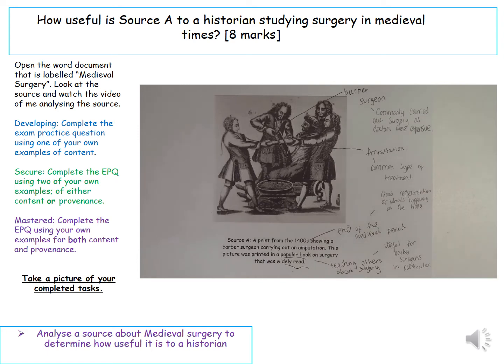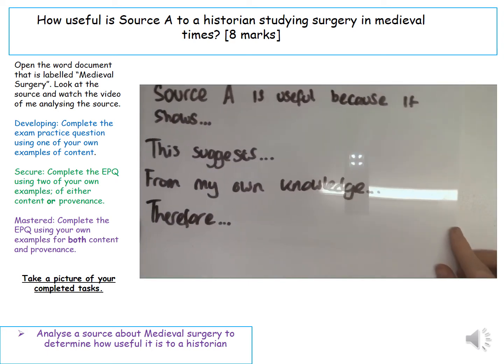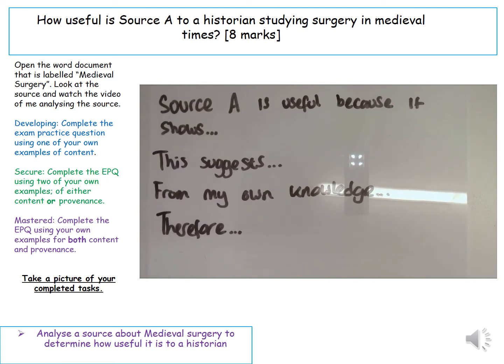Now to write our peel paragraphs, we're going to use the standard sentence starters we always use. Number 1, source A is useful because it shows. What can you physically see in the picture? You can see barber surgeons, you can see them performing an amputation. You then need to tell me what this suggests about surgery or about medicine in medieval times.